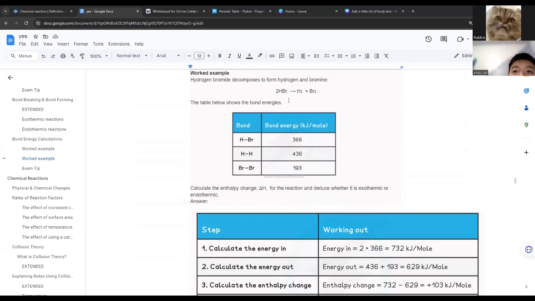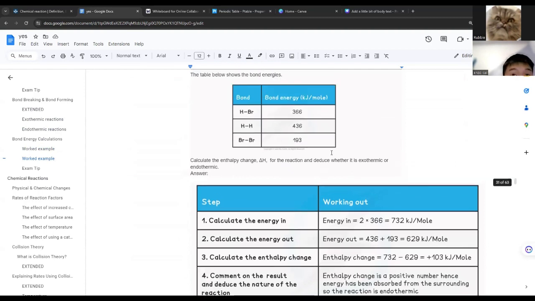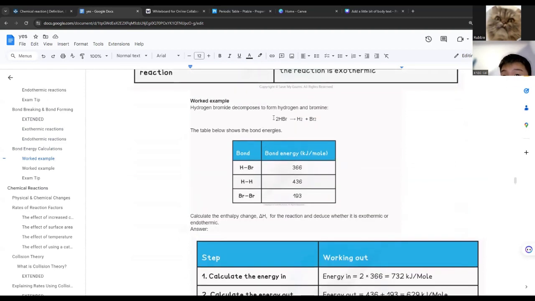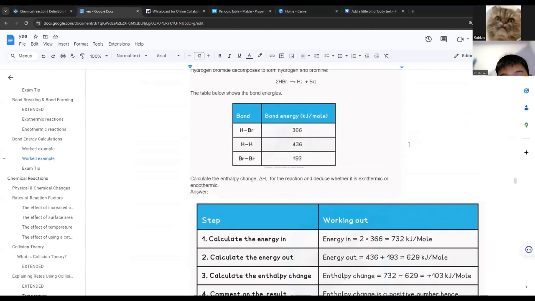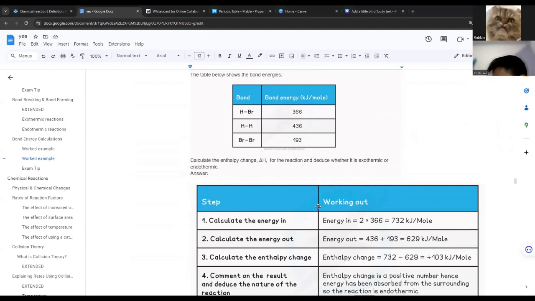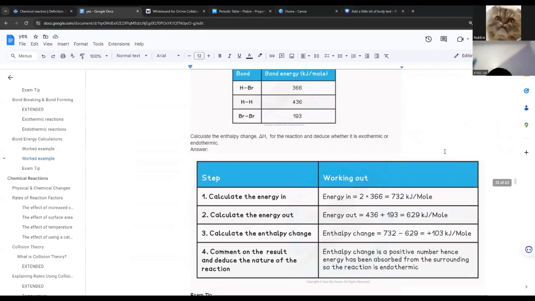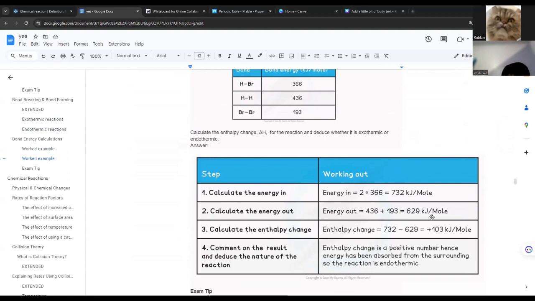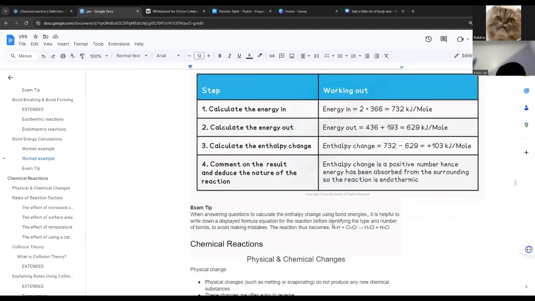Now the one before: hydrogen bromide to form hydrogen and bromine gas. The left side will be 366 times 2 because there are 2 hydrogen bromide, which is 732. The energy out will be H2 and Br2, which is 436 plus 193, which is 629. So we subtract: 732 minus 629, getting positive 103 kilojoules per mole, which is a positive enthalpy change, meaning the reaction is endothermic. So that's basically it.